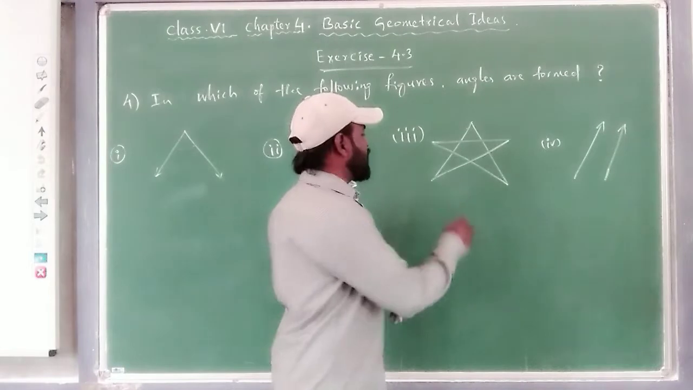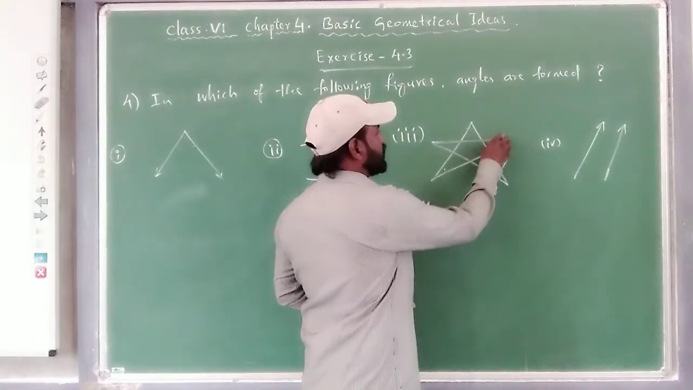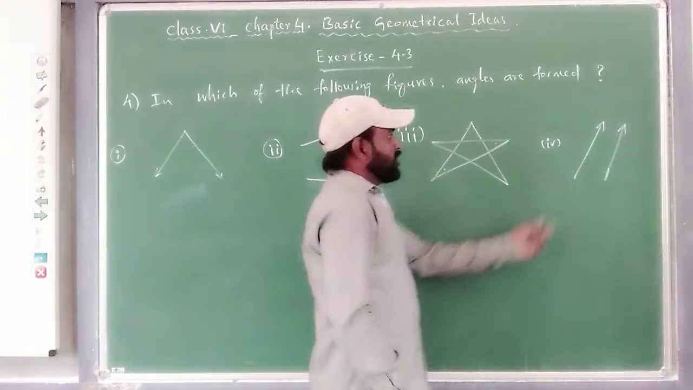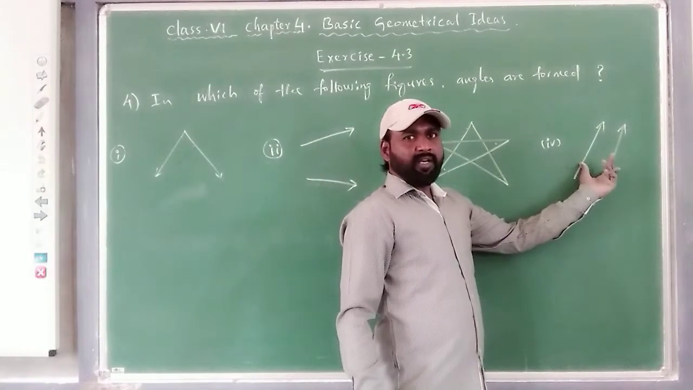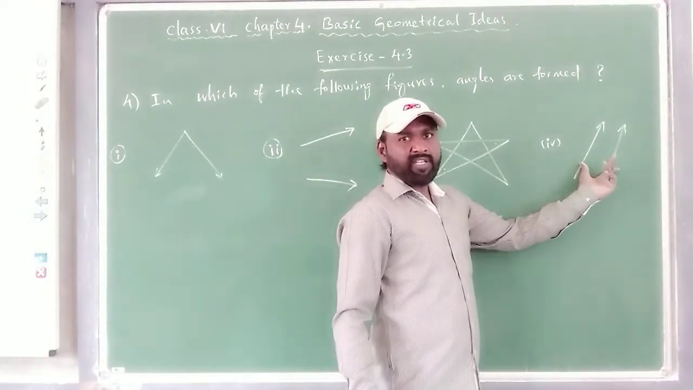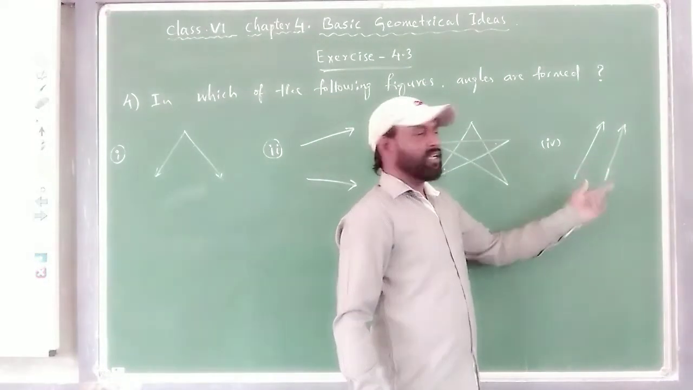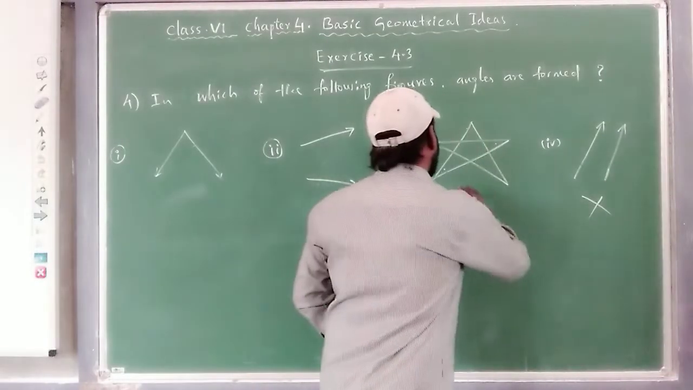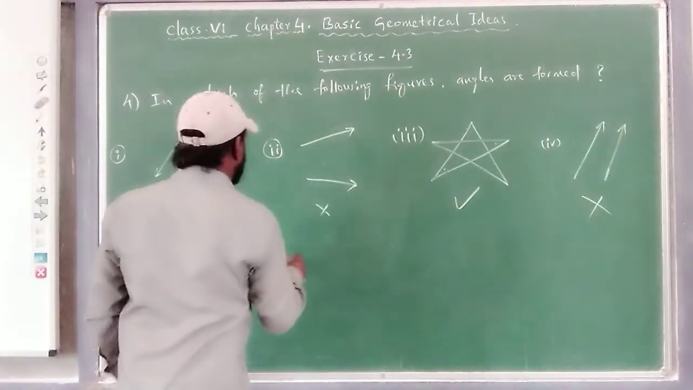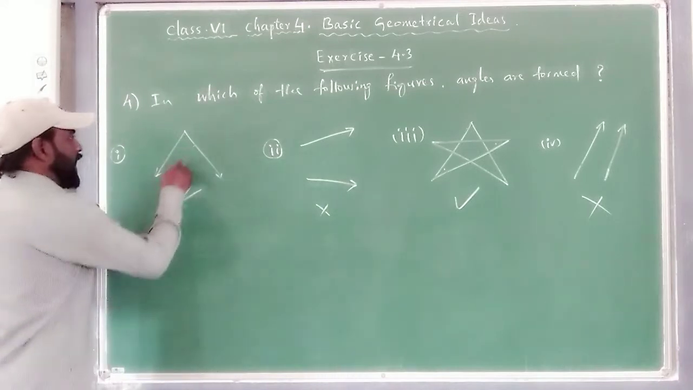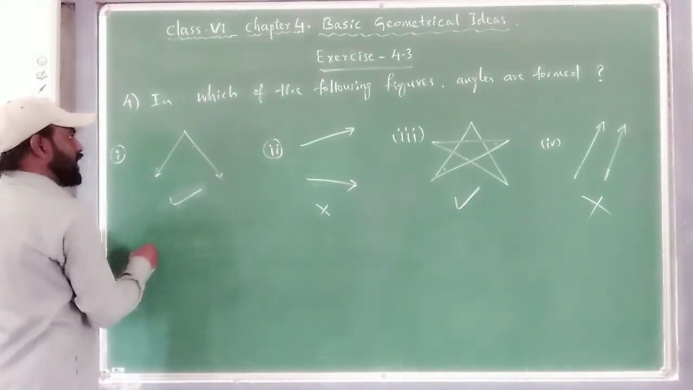Here also angles are formed. Actually, how many angles are formed? 1, 2, 3, 4, 5 angles are formed here. But here the two rays are not intersecting at all, that means they do not have any common point among them. There is no angle formed. Here no angle formed. Here yes, it is formed, because the two rays are having a common point.